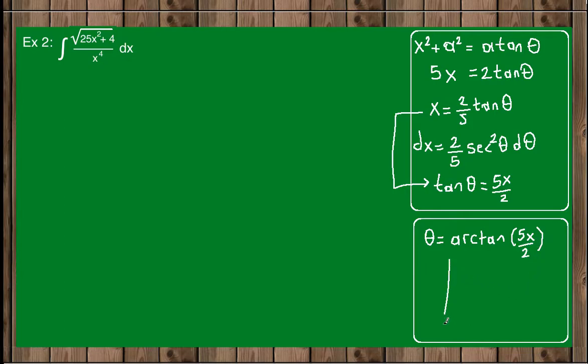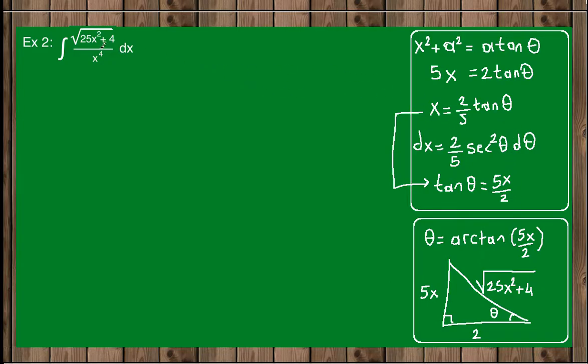And let's draw our right triangle. This is our theta. If tangent theta is 5x/2, tangent is opposite over adjacent. So opposite is here, 5x, adjacent is here, 2. And from the Pythagorean identity, we can solve for the hypotenuse. The hypotenuse will be radical 25x squared plus 4. So these are the ingredients we're going to utilize throughout this question.